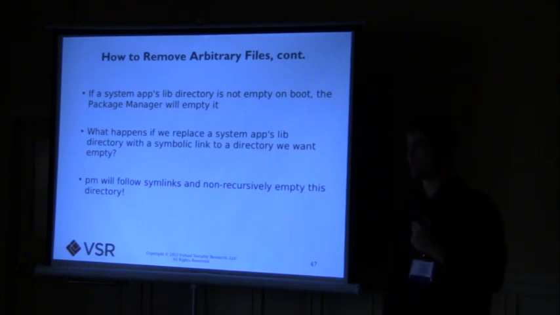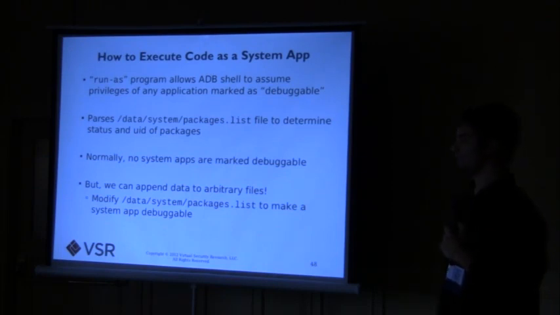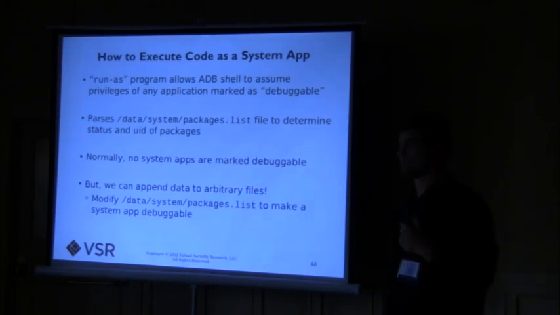So I was thinking, what happens if we replace a system app's lib directory with a symbolic link to a directory that we want to be empty? It turns out the package manager will follow that symlink and empty that directory. So that's a possible vector to delete files, but how do we run code as a system app? We can't just magically remove that directory there.